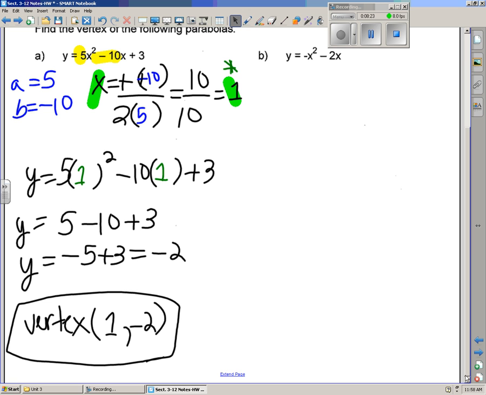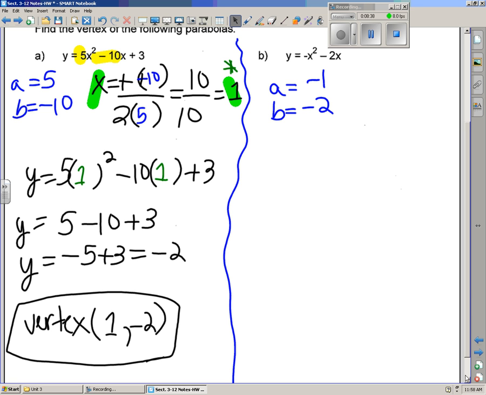Let's see if we can try this for the next one. Okay, so on the next one, our a value, this time the thing attached to x² is a -1. The b value, the thing attached to the x, is a -2. Don't forget that the equation for the axis of symmetry is -b over twice a. b is -2, a is -1. When you do the math, you get a +2 and a -2, top and bottom, which means the x-coordinate becomes a -1. That's your axis of symmetry, which is going to help you find your y value for your vertex.